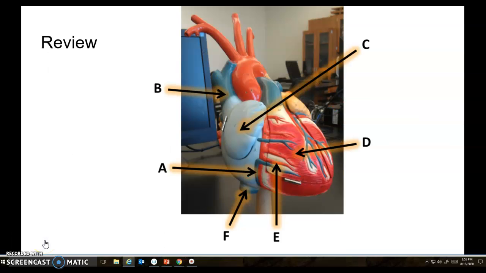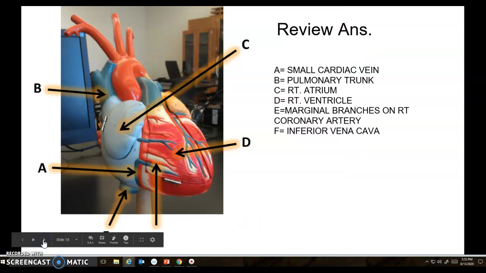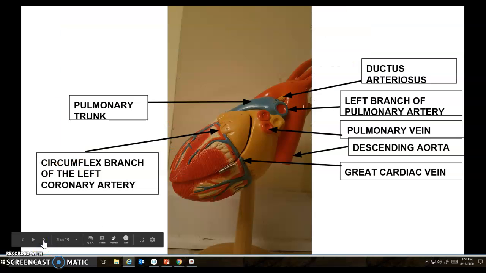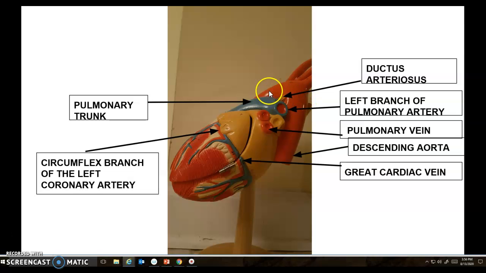All right, so here is again the review questions with the review answers as always. And now this is a picture of the left side of the heart. Now can you see the ductus arteriosus more clearly? So here is the descending aorta. Here's the aortic arch and the descending aorta going down, as you can see, with the three branches. Remember we talked about these three branches.